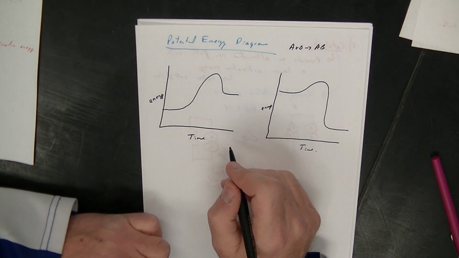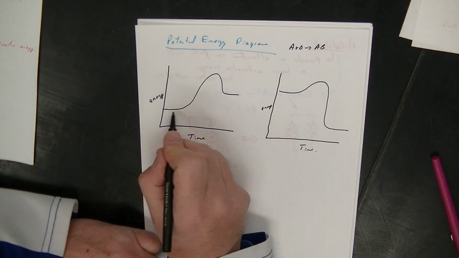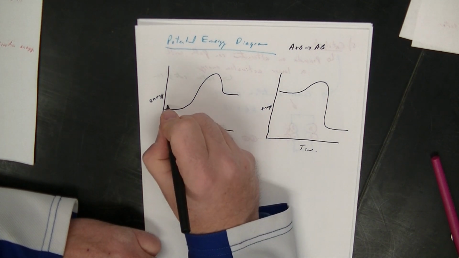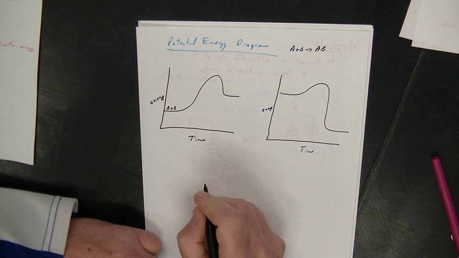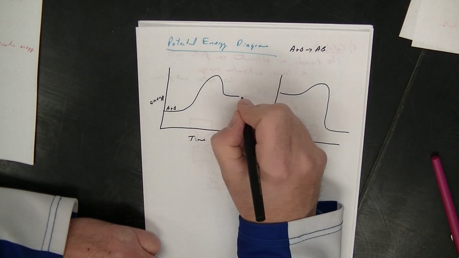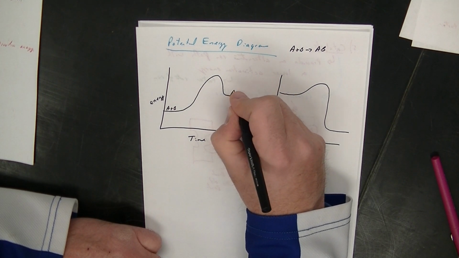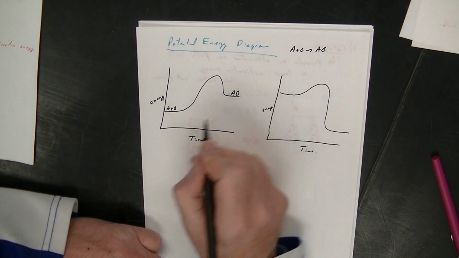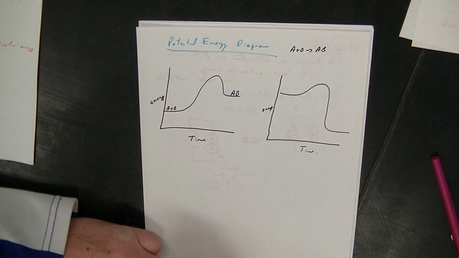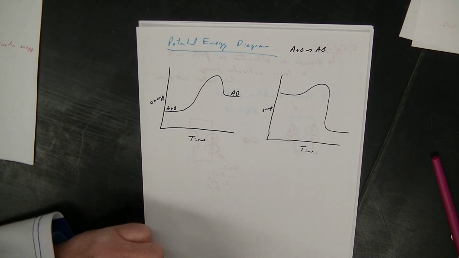So let's go ahead and label this. This is before the reaction occurs, so this is where we have reactants. This is where our A and B would be. This is where our reaction has gone to completion, so this is where our AB would be. This is where our product would be. So these are my reactants. These are my products.